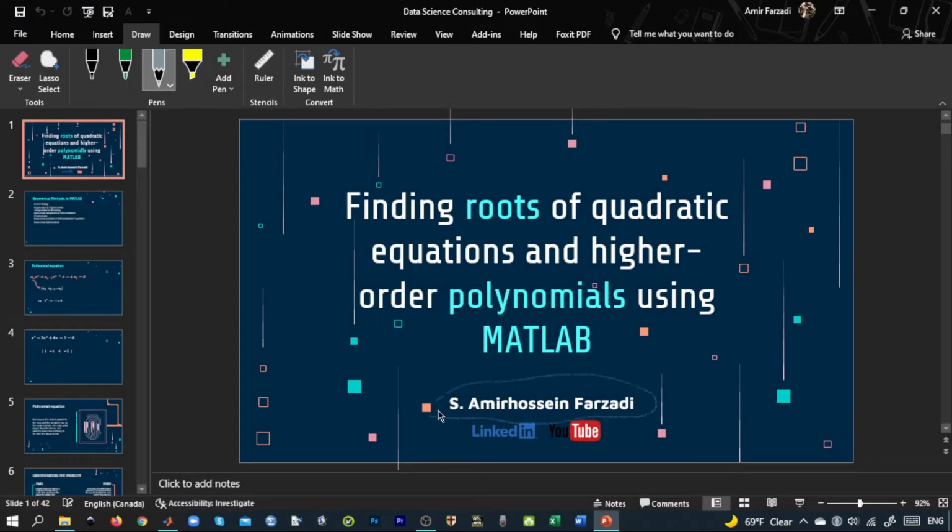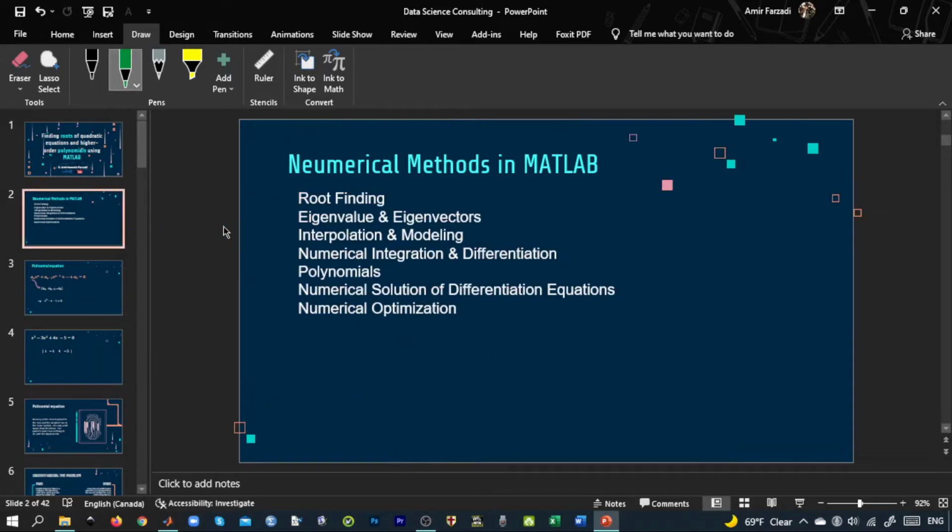My name is Amir Hussein Farzadi, and in this session, we will learn how to use MATLAB for numerical computation and applied numerical methods. We will also learn several methods for root finding, eigenvalues and eigenvectors, interpolation and modeling, numerical integration and differentiation. And we will work with polynomials.